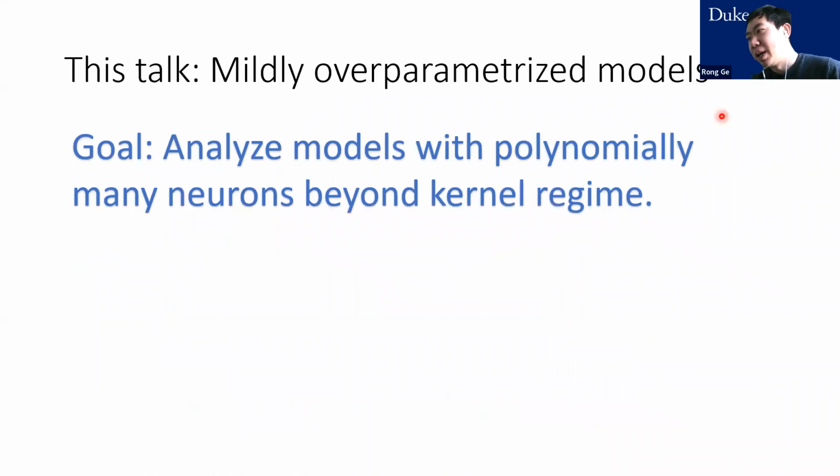So the goal of my research, with this line of research that we are talking about, is to try to analyze training of neural networks in the mean field regime, but without requiring a very large number of neurons. So we want to analyze models with polynomially many neurons, and we want to analyze models that are in the mean field regime, or at least that go beyond the NTK regime. I see there's Aaron, you have a question?